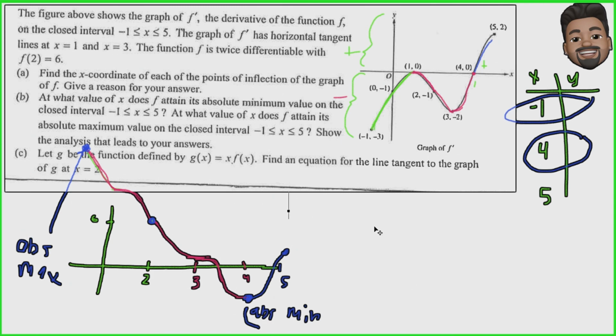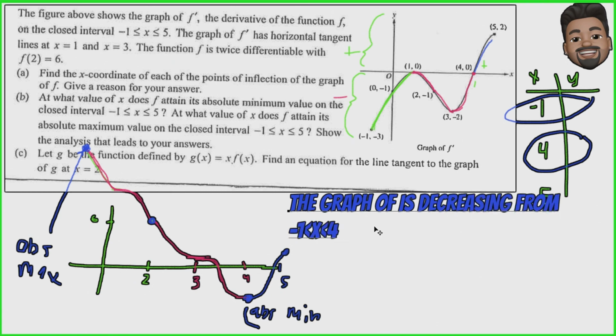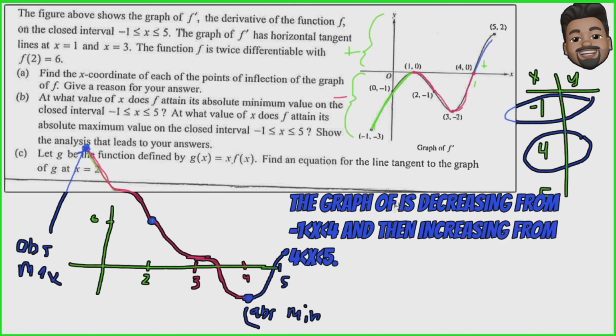What we're going to say here is really going to be tough. We're going to say that the graph of f is decreasing from -1 to 4 and then increasing from 4 to 5. Or you could say that f prime is negative from -1 to 4, and f prime is positive from 4 to 5, whatever language you want to use. It's decreasing and then increasing.